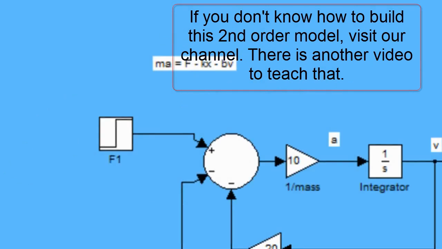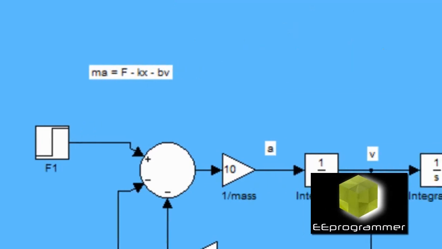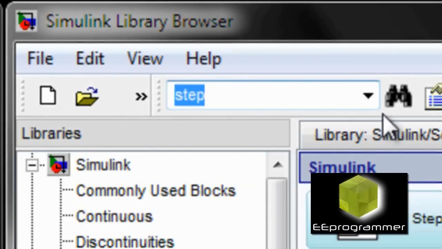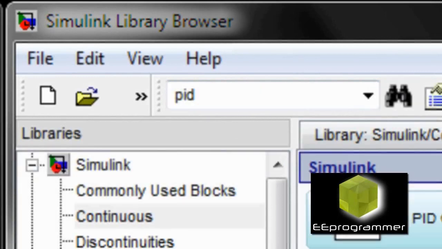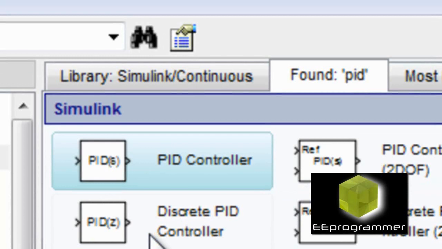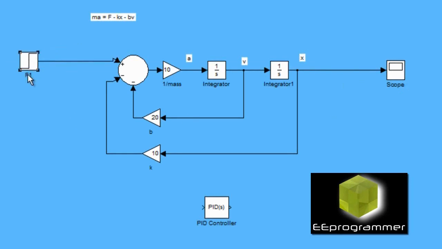Assume you already know how to build a second order equation in Simulink, and this is the equation. We have already built up a second order Simulink block. Now, we search for the PID block in the Simulink library browser. We put that into Simulink, and we replace the F1, which is the force input, with the PID controller.